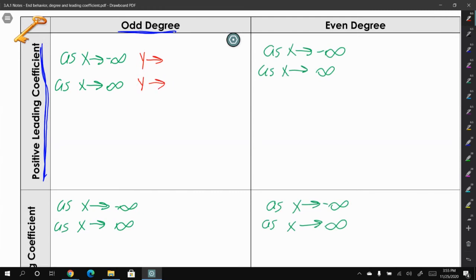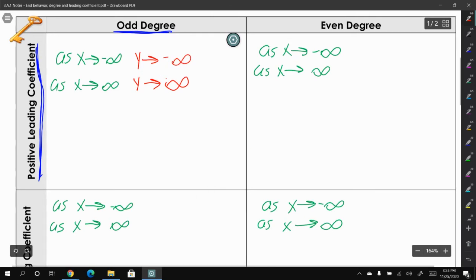So again, when we talk about an odd degree function, the ends are going to go in opposite directions. And if you have a positive leading coefficient, the right side always goes up. No matter what the degree is, a positive leading coefficient means the right side goes up. Well, if the ends go in opposite directions in an odd degree function and the right side must go up, that means the left side must go down. And the right side goes up.